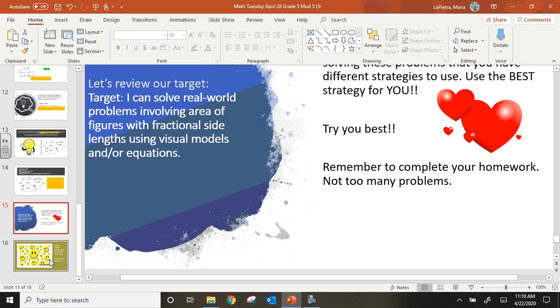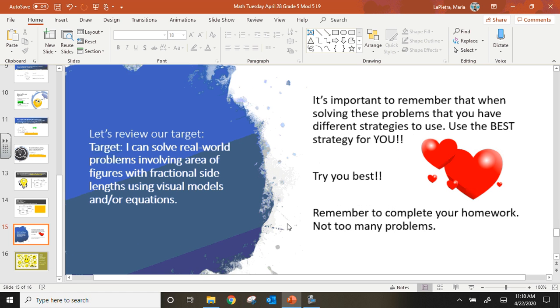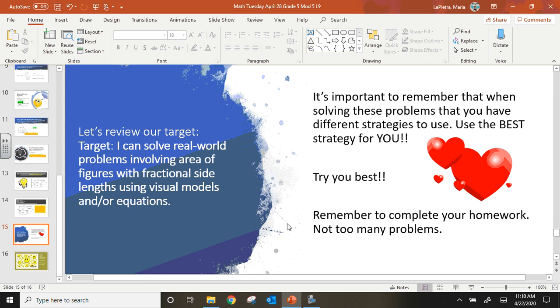So let's review our target. Make this a little smaller so that you guys could see the whole thing. There you go. Okay. I can solve real-world problems involving area of figures with fractional side lengths using visual models and or equations. Okay, so that definitely is a real-world problem because we talked about painting a wall with windows on it, and obviously we can do that in the real world. And the fractional side lengths, we drew pictures and we labeled our sides to give us a model.